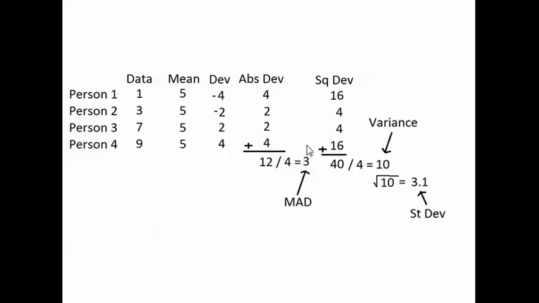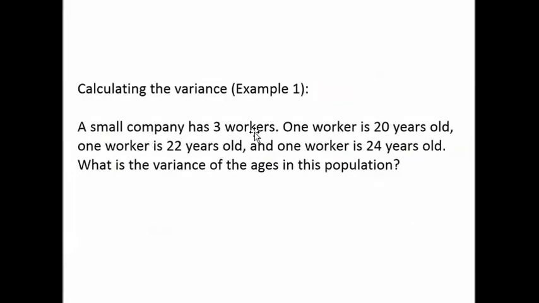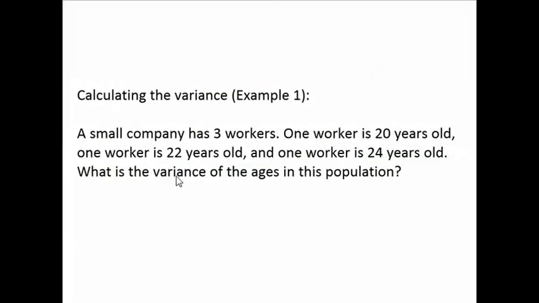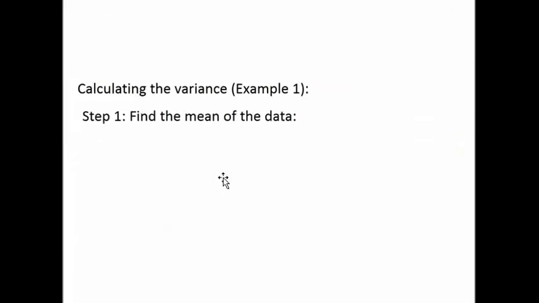Now that we understand why the MAD, variance, and standard deviation go up when the data has more dispersion, let's go through some step-by-step examples of calculating the variance and standard deviation. A company has 3 workers, and the 3 workers are 20 years old, 22, and 24 years old. We want to find the variance of the ages of the 3 people in the population. We have to realize that this is an entire population because the entire company has only 3 workers. So step 1 is finding the mean of the data of the 3 ages.